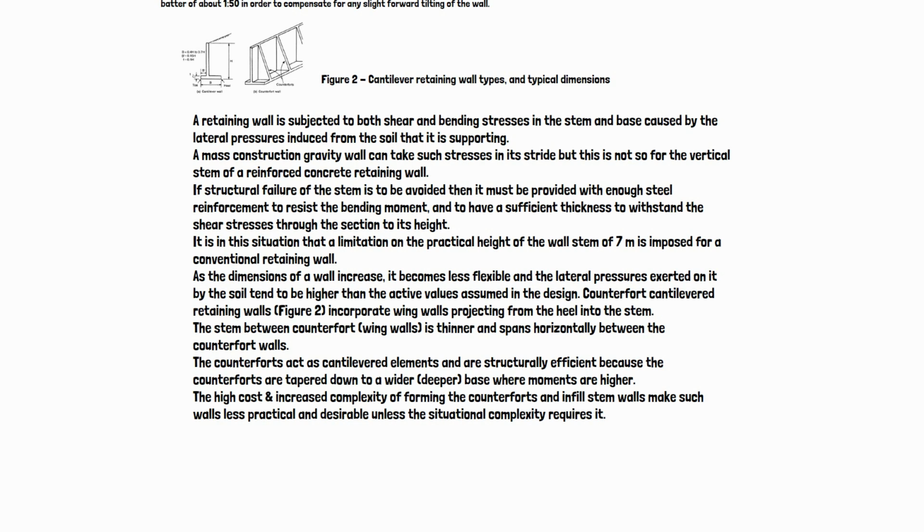Counterfort cantilevered retaining walls, that is in figure 2, incorporate wing walls projected from the heel to the stem. The stem between counterfort wing walls is thinner and spans horizontally between the counterfort walls. The counterforts act as cantilevered elements and are structurally efficient because the counterforts are tapered down to a wider or deeper base where moments are higher.